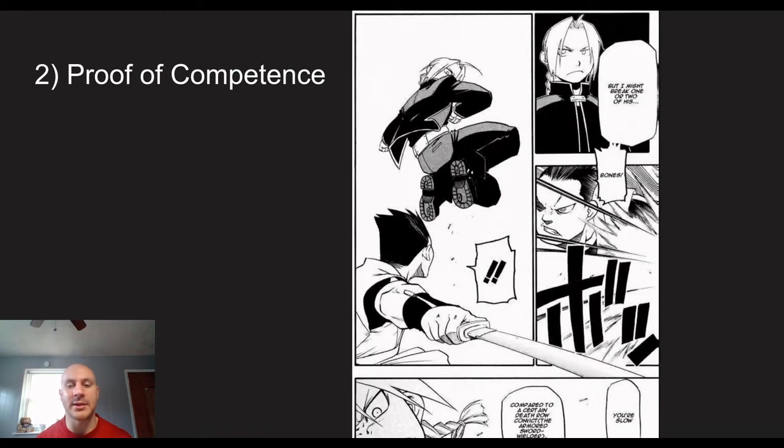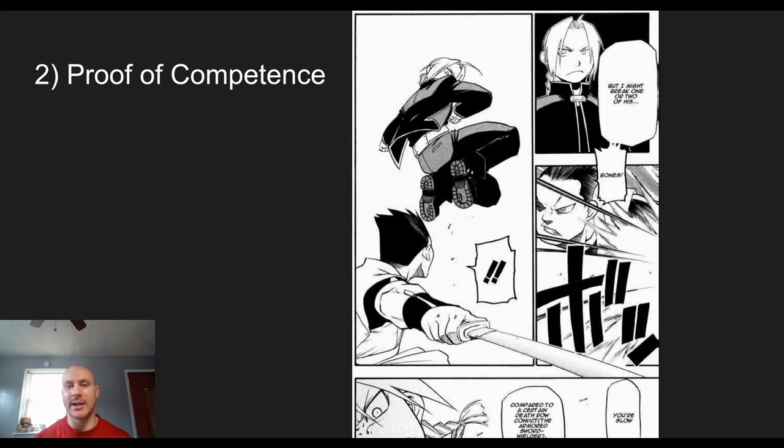The proof of competence. So this is kind of an optional one. This is almost like the first action scene that I was talking about. It's showing that your character, whether it be the antagonist, protagonist, what have you, is competent enough to have a fight with the person that is in charge of the situation. So in this case, Greed would be the person I would say is in charge of this particular situation. He has the power, right?